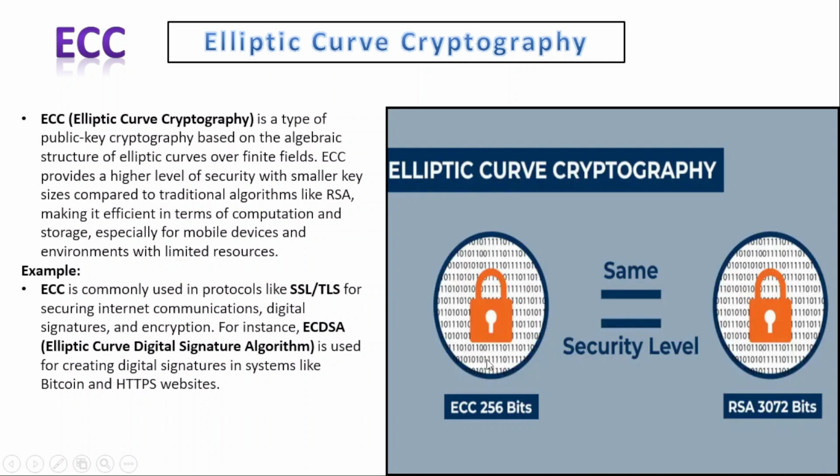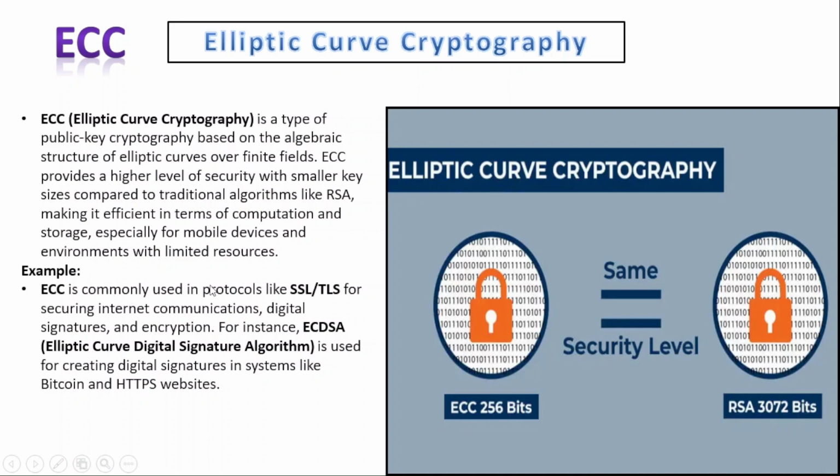As we can see in this picture, a 256 bits ECC key is equivalent to a 3072 bits key of RSA. It means a smaller key of ECC is as strong as a very large RSA key. So this is why this is used in low power devices such as mobile devices.